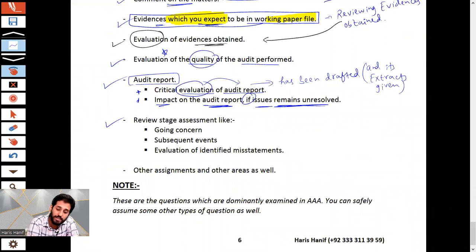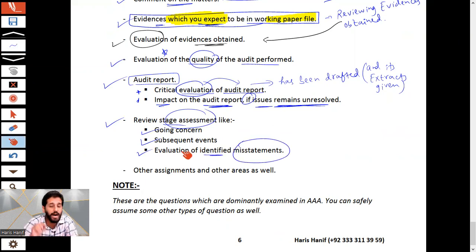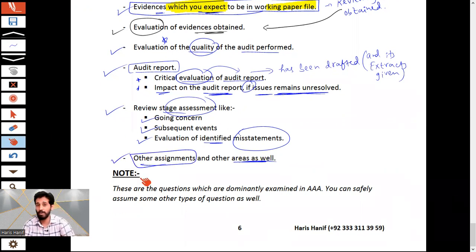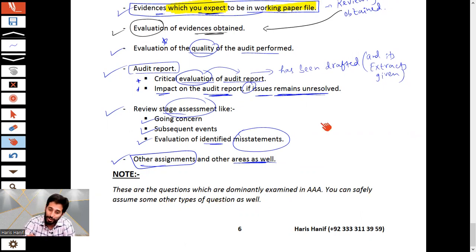The review stage assessment, like going concern, subsequent events, that is events after the reporting period, and evaluation of identified misstatements. In this area, there will be some misstatements, and you have to evaluate whether the misstatement is material or not. And then there will be other assignments and other areas as well. Very important note: these are the questions which are dominantly examined in AAA. You can safely assume some other types of question as well, okay? So these are the things.